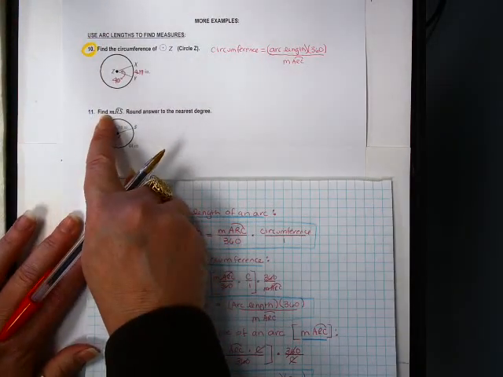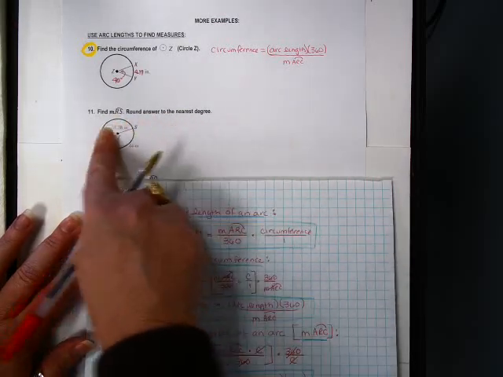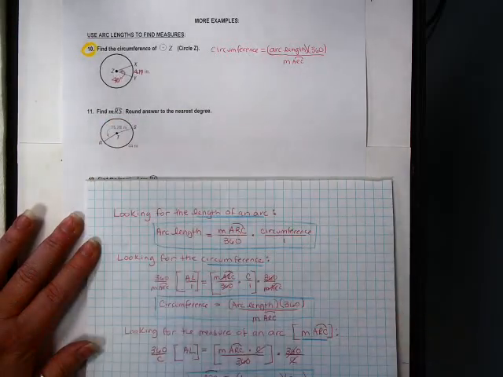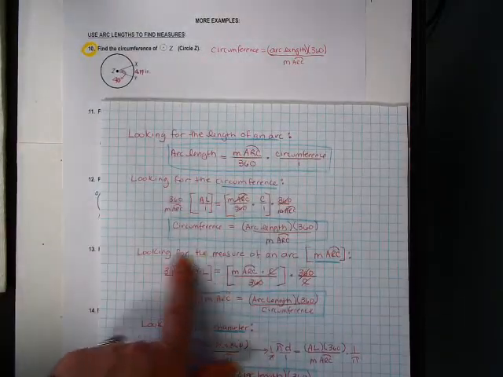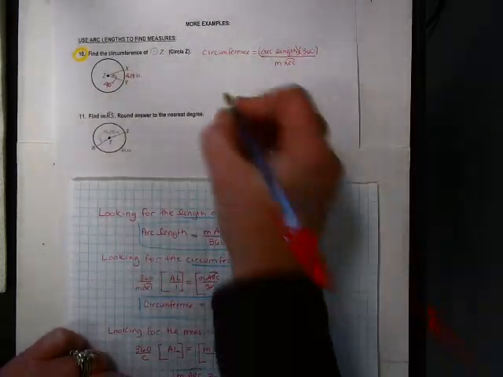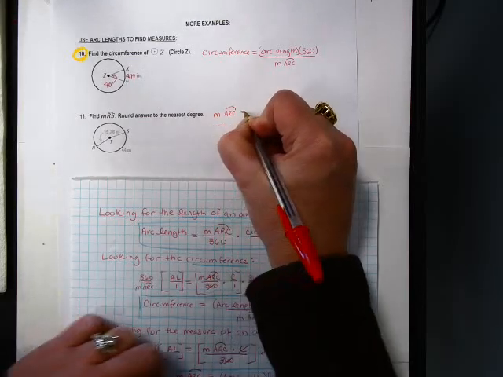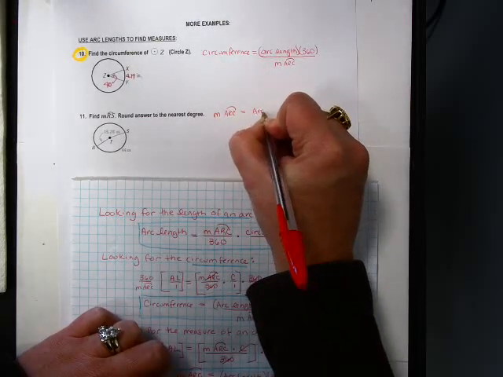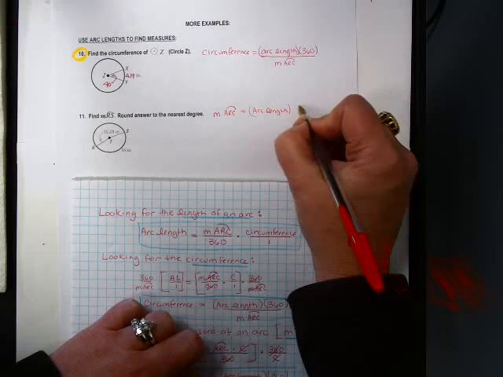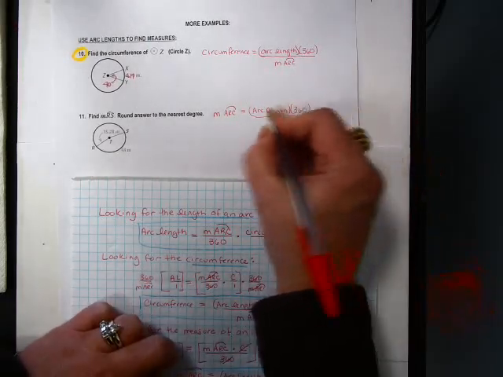Okay, the next one says find the measure of RS, round the answer to the nearest degree. So this one you're rounding, folks. Okay, so here, find the measure of the arc. So here it is, looking for the measure of the arc. I'm going to use measure of the arc equals the arc length times 360 over the circumference.